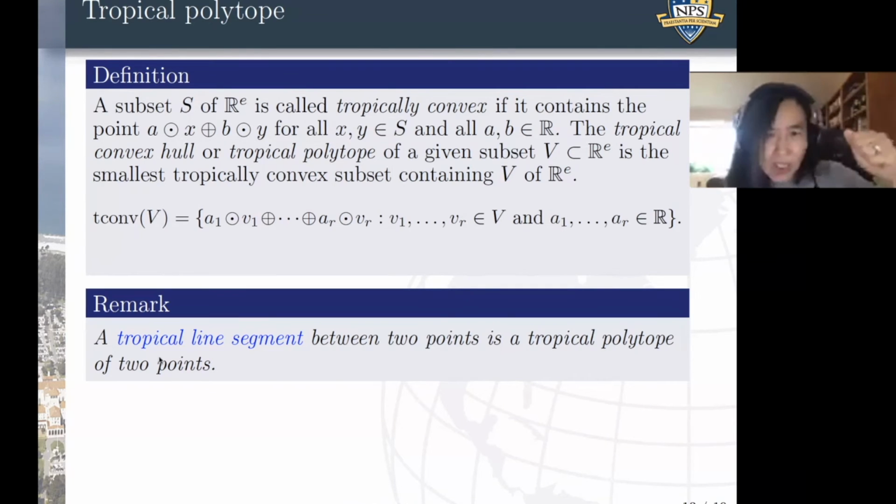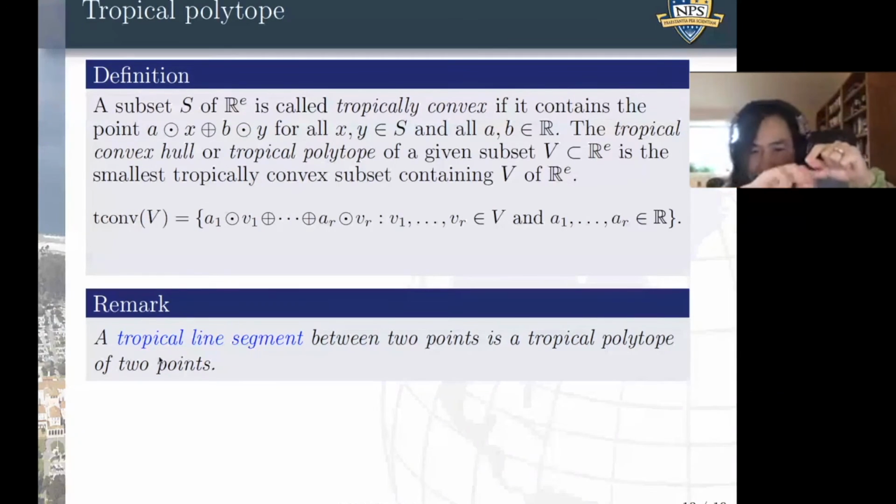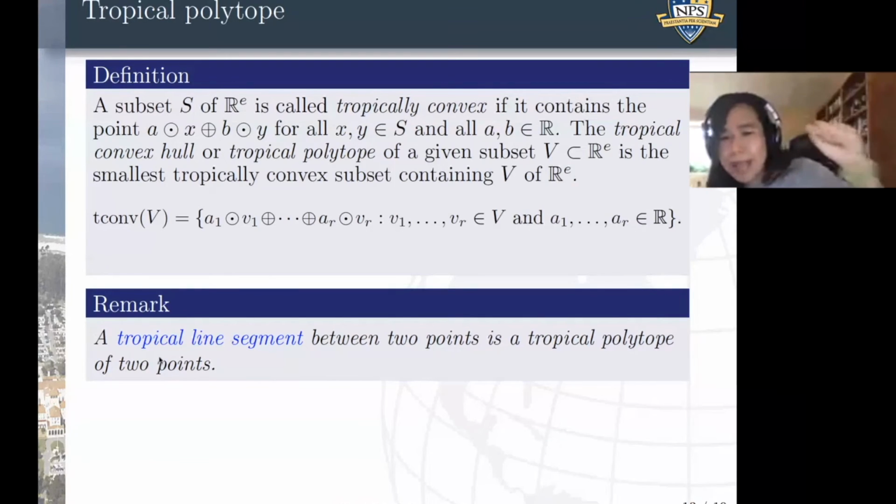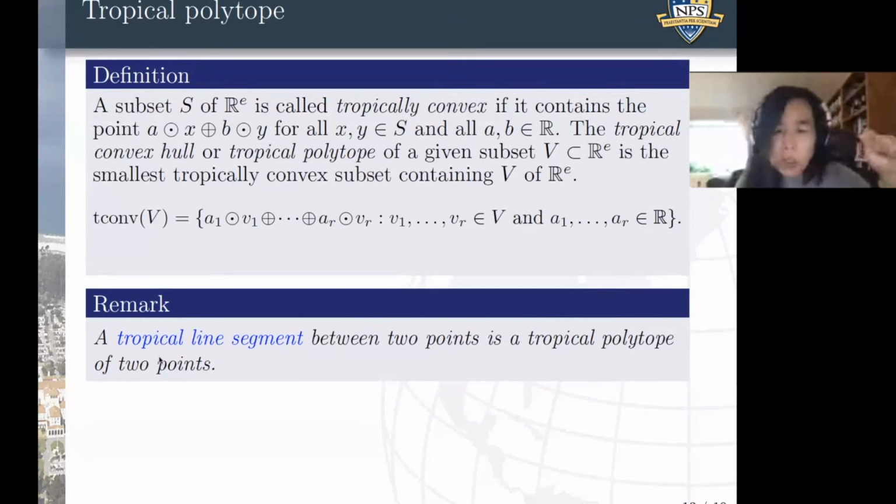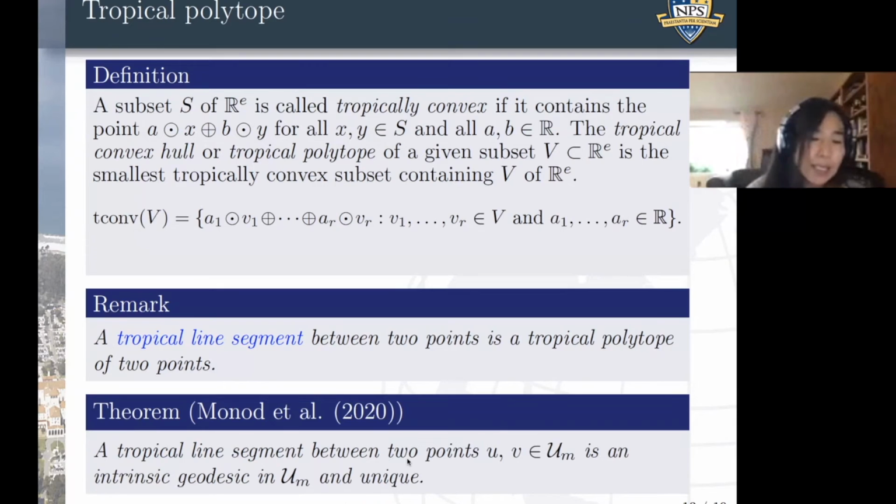I know that it's a geodesic, and all points in a tropical line segment are ultrametrics, so they correspond to equidistant trees. However, I don't know the tree topology. I really want to understand the combinatorics of the tree topologies along this tropical line segment. This is my motivation, and this is the question I would like to answer.